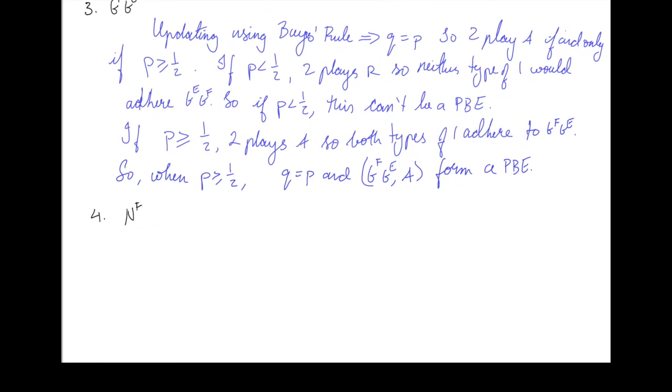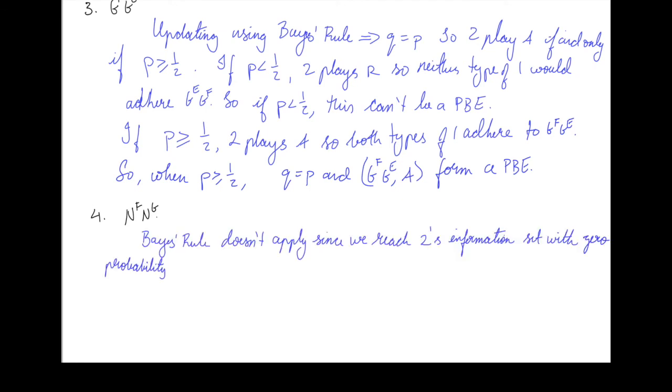Neither type of player 1 gives. This one's tricky. We can't use Bayes' rule. Bayes' rule doesn't apply because we reach player 2's information set with 0 probability when neither type is giving. So we can't find Q. Remember, Q is the probability of friend given that you got a gift, which is the probability of getting a gift given friend times probability of friend divided by probability of getting a gift. But the probability of getting a gift when neither type is giving a gift is 0. So we can't apply Bayes' rule.